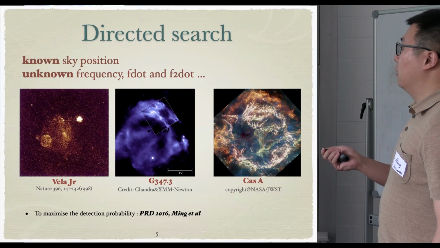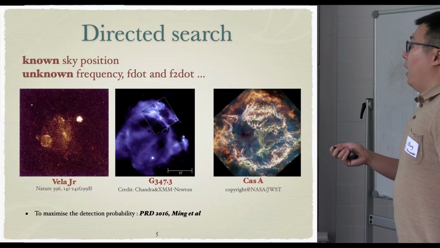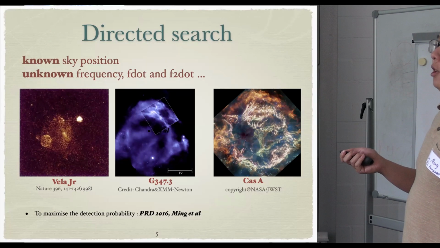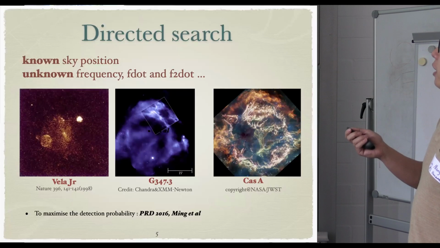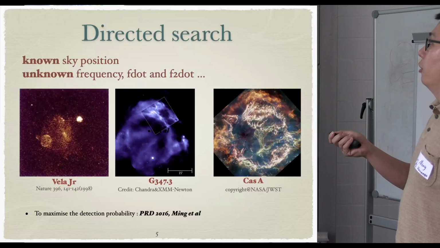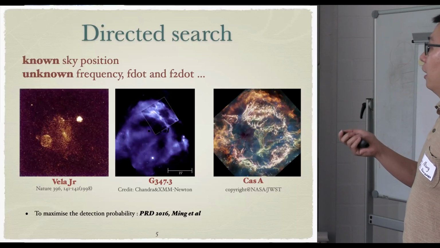Cas A is the most recent supernova in our galaxy. It is only 340 years old. And since we don't have the pulsar position from the EM channel, we don't know the spin frequency. That's why we call it a directed search. We only know the sky position, but we need to search the unknown parameters, which are the frequency, the spin-down, and also the second-order spin-down.